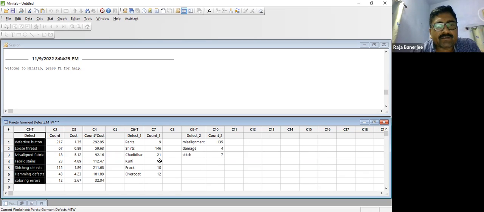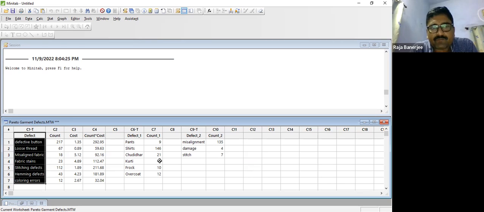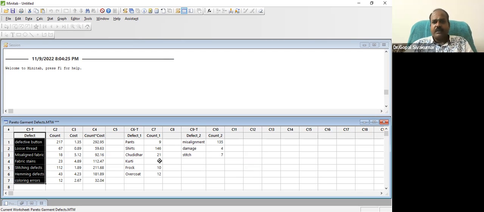That means these are the defects that are happening in a specific industry. I think all of you can now understand it is the garment industry. Am I right? Yes. There is a defective button, there is a loose thread, there is a misaligned fabric, there is a fabric stain, there is a stitching defect.